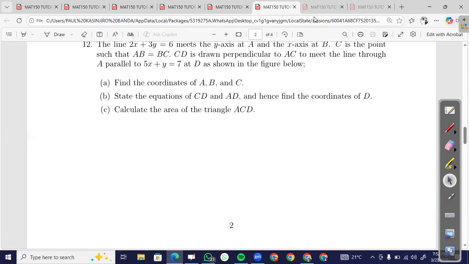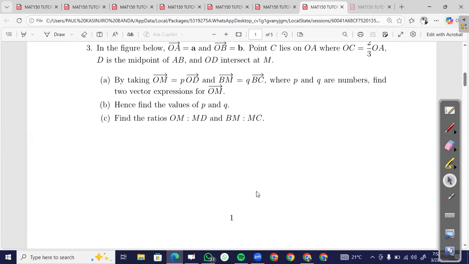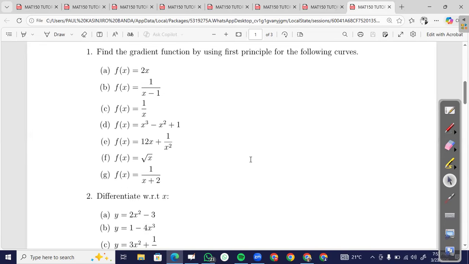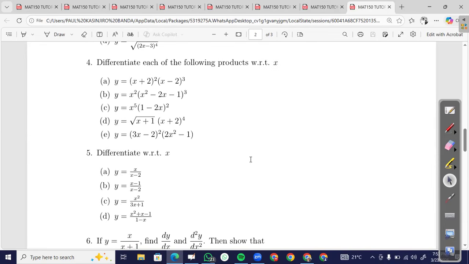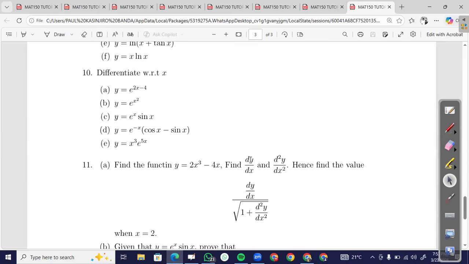Very soon, the videos on the vectors, like this tutorial sheet here, will also be uploaded, as well as the differential calculus tutorial sheet here. All the videos here are going to be uploaded. So don't always wait for us to have a live class for you to learn. You can learn literally at any particular time.